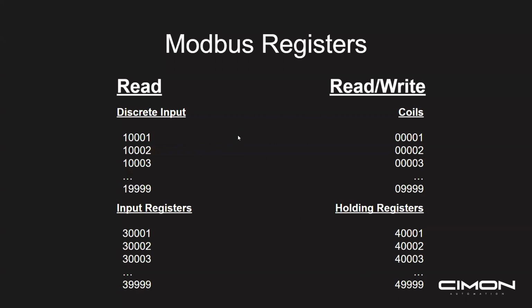So the basic understanding of ModBus registers is that we have zeros, ones, threes, and fours. Your even numbers, zeros and fours, are read-write. Your odd numbers, ones and threes, those are read. I'm talking about the prefix, the first number in the sequence. So anyway, those are ModBus registers, and it'll make more sense as we go through the presentation.